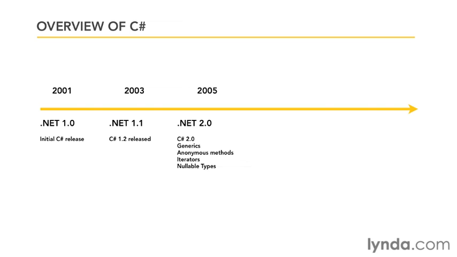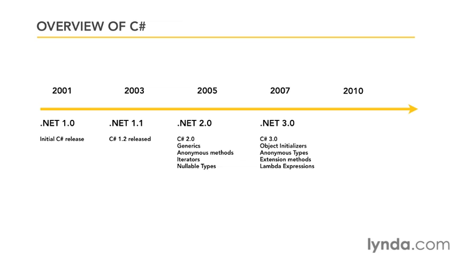Some of these things are advanced, and we won't be covering them in this course. But we will be looking at things like nullable types a little bit later on. In 2007, that was when .NET 3.0 was released, and in .NET 3.0 along came C Sharp 3.0, which introduced concepts such as object initializers, anonymous types, and so on. Again, some of these are advanced, like lambda expressions. We won't be looking at those, but we will be using things like object initializers later on.